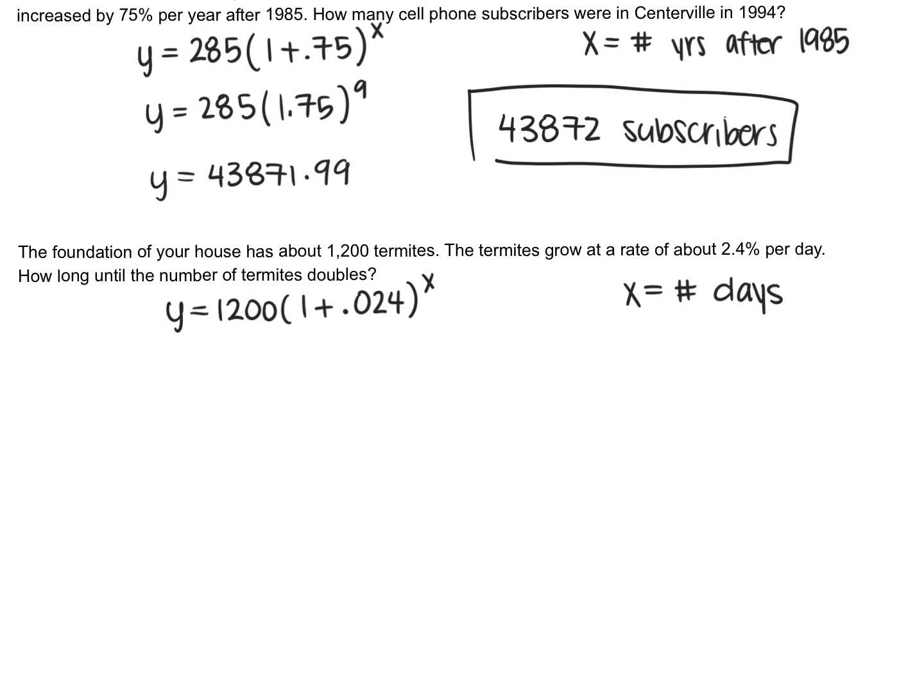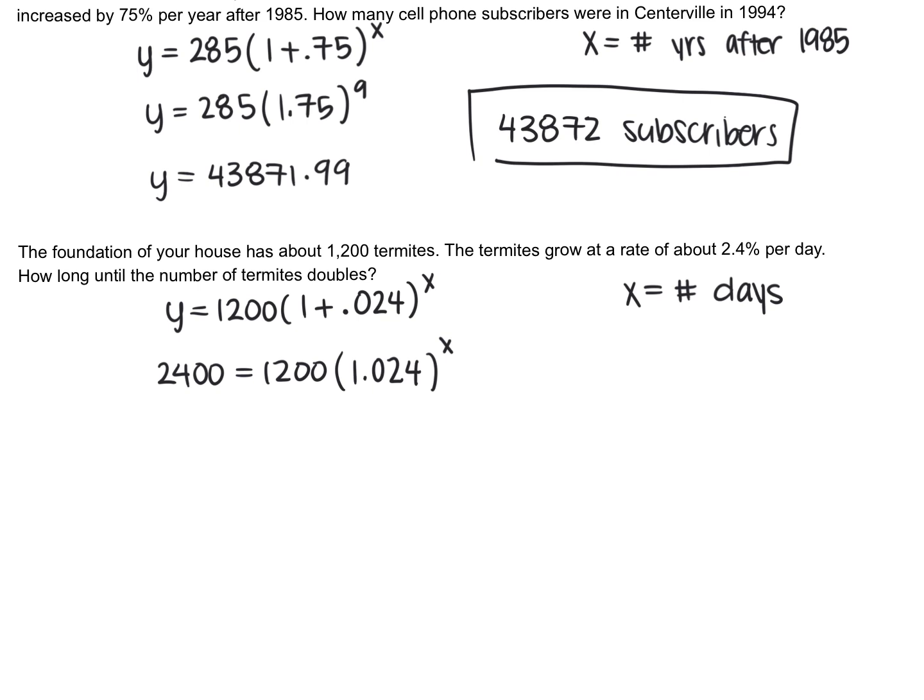Now I'm going to plug in my value for y. We're looking for how long until the number of termites doubles. So we're doubling our initial amount of 1,200, and double of that is 2,400. So we're going to have 2,400 equals 1,200. Go ahead and add, and we'll have 1.024, and then our exponent x.